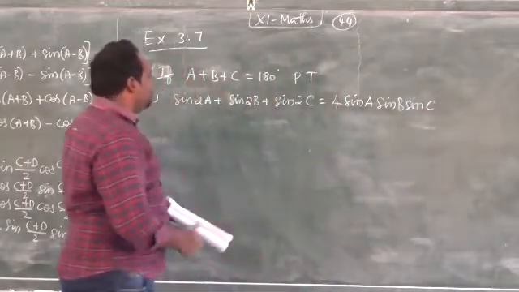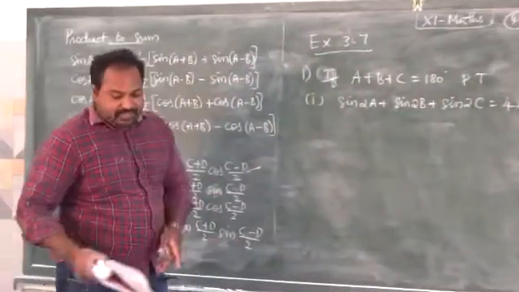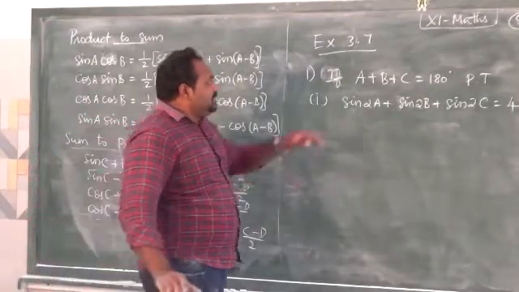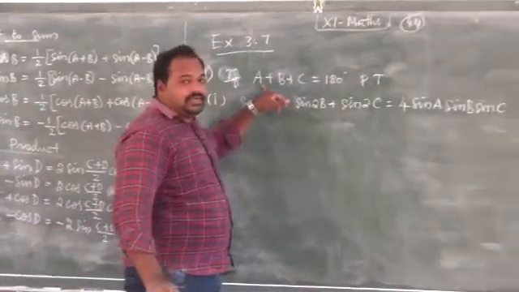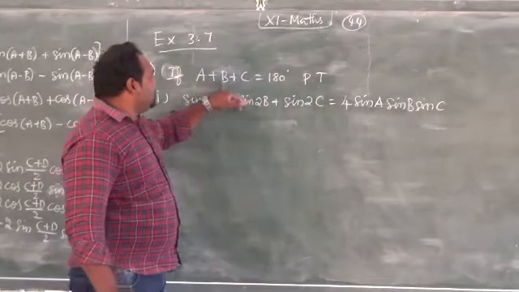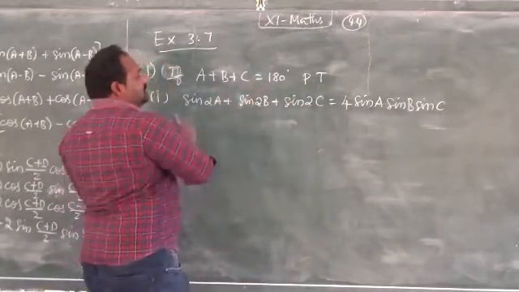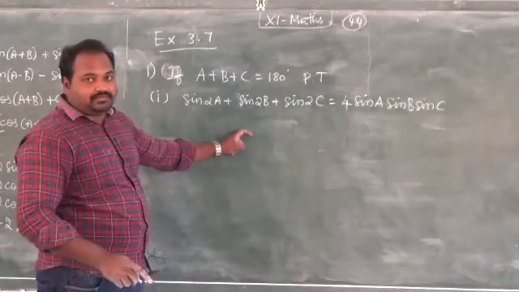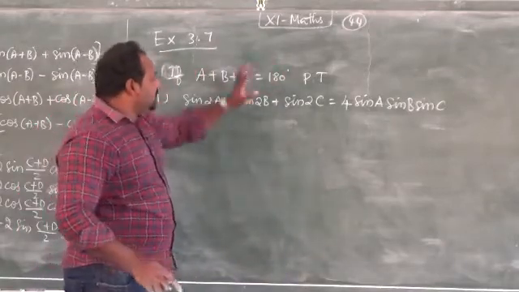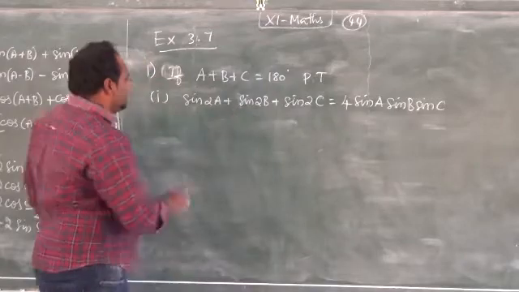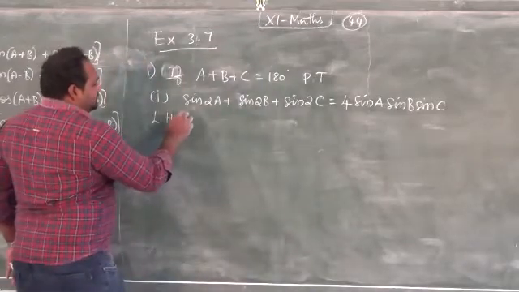Okay, here I am going to prove LHS equal to RHS. Before that, listen carefully. Here the condition is given. This is a conditional trigonometric identity: A plus B plus C equal to 180 degrees. Using this condition only, we are able to prove this problem. So how to use this condition? Let me check.